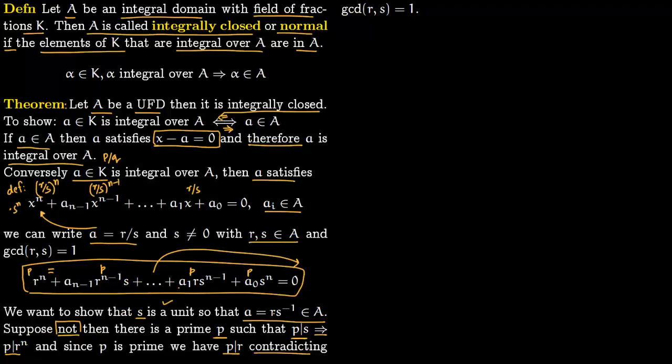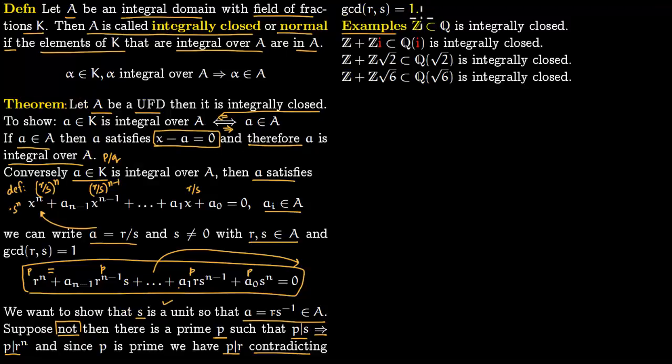Now let us see some examples which stem out from this theorem. Now the integers is a unique factorization domain. So the integers is sitting inside its field of fractions, which is the rationals. So this Z is integrally closed. Now you can write Z plus Zi. This i here is nothing but square root of minus 1. So the field of fractions of this is you join this square root of minus 1, or complex i, to Q. So this is integrally closed because this is a unique factorization domain, or factorial for short.